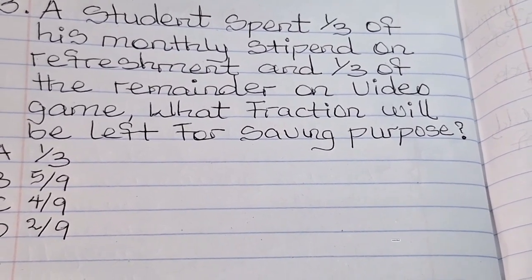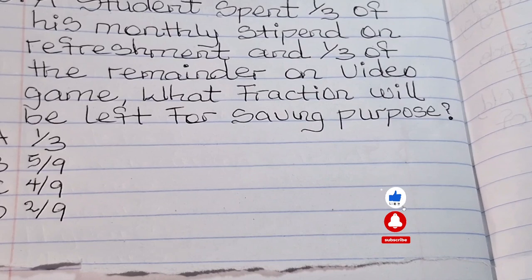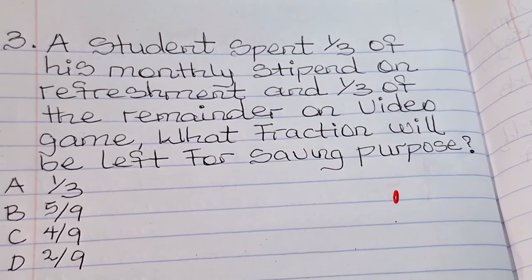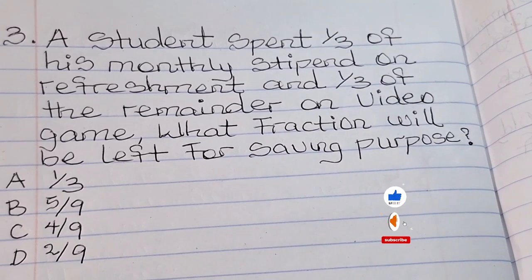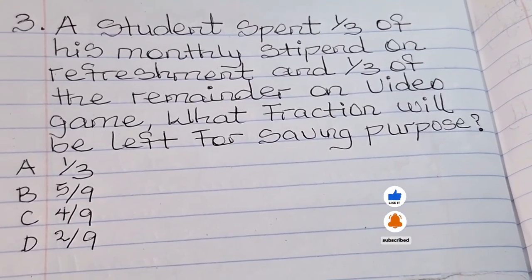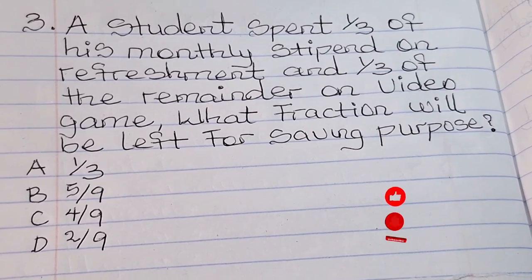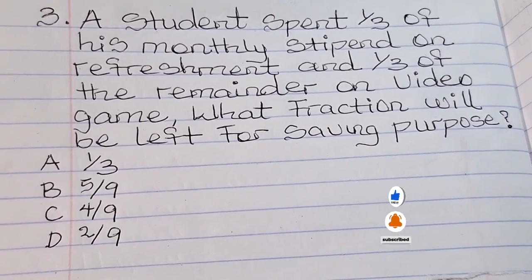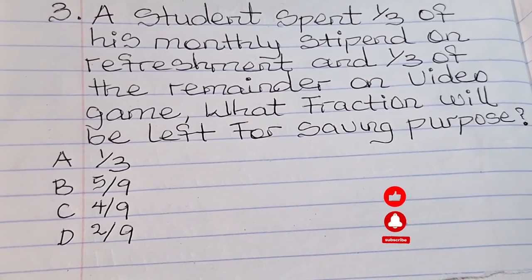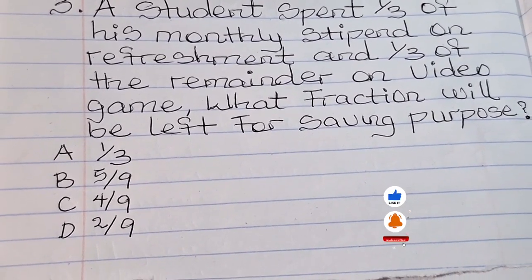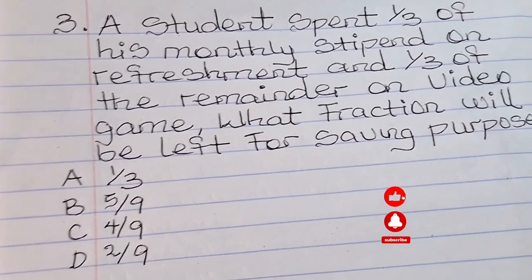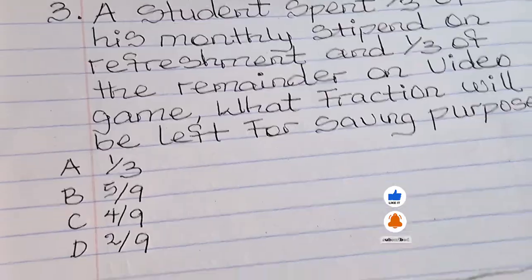Okay, remember that fractions are part of a whole. So let his monthly stipend be 1 whole. And whatever he spends will be taken away from the 1 whole. And we now know what is remaining in fraction for saving purpose. So let's start by removing what he spent on refreshment. Okay. This is what to do.